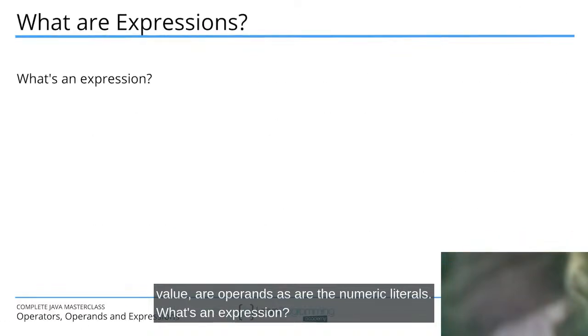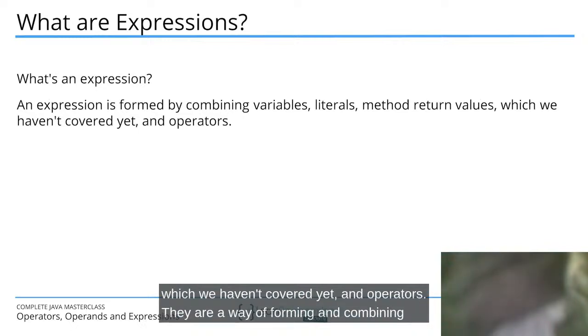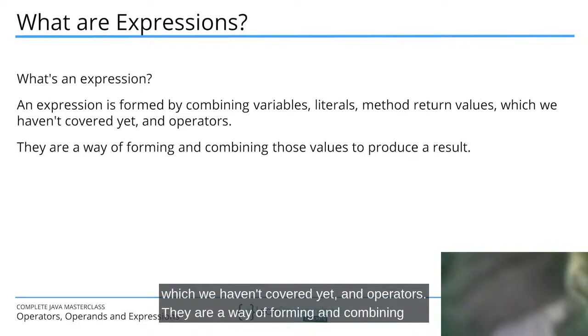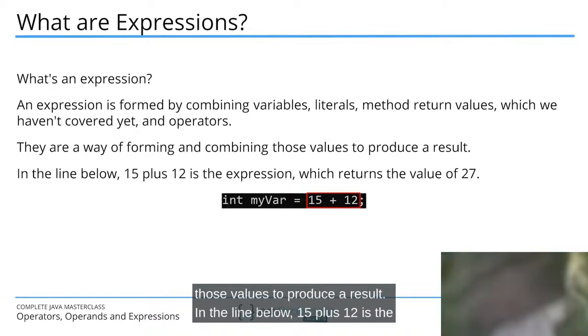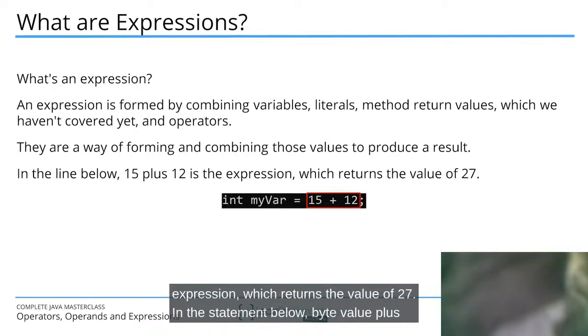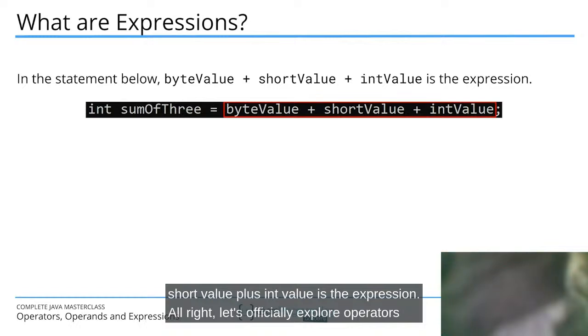What's an expression? An expression is formed by combining variables, literals, method return values, which we haven't covered yet, and operators. They are a way of forming and combining those values to produce a result. In the line below, 15 plus 12 is the expression, which returns the value of 27. In the statement below, byte value plus short value plus int value is the expression.